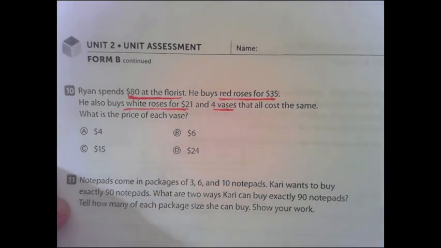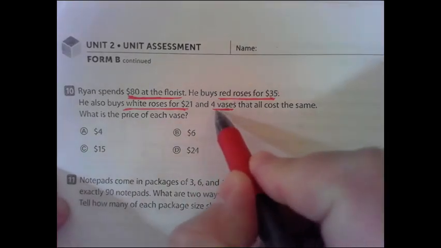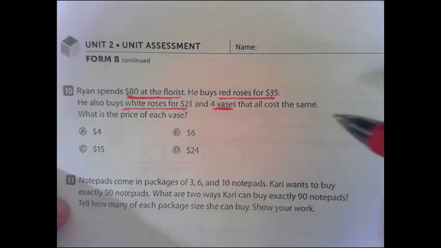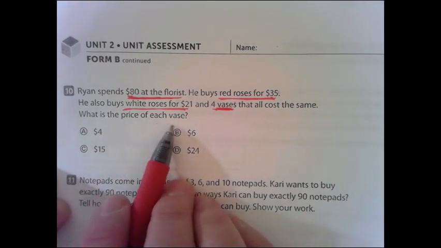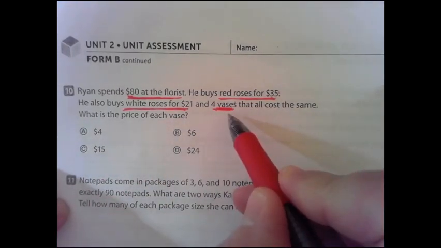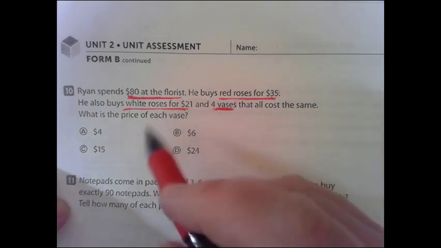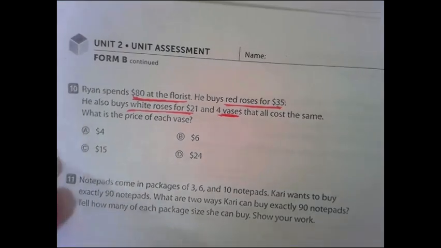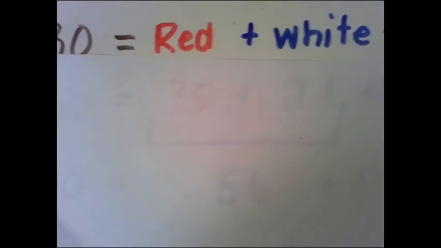Then he buys some vases. He buys 4 vases that all cost the same amount. But what we don't know is how much each vase is. We know that he bought 4 of them, and they all cost the same, but we don't know what each vase is costing. So that's what we're trying to figure out. So what I did is I made an equation.